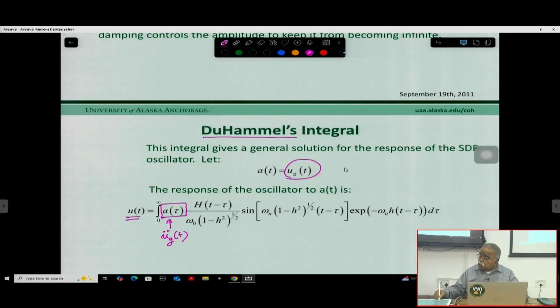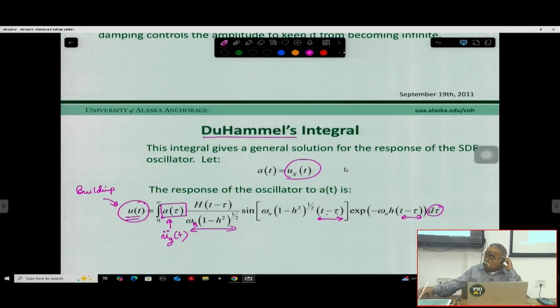If you know this motion, then you can calculate the response of the building. So this is your building response. This is basically the damping part of the system, and then this is your sine part, and this is your exponential part. Please see this one: this is t minus tau, and this one is also t minus tau, and this integral is carried over d tau.